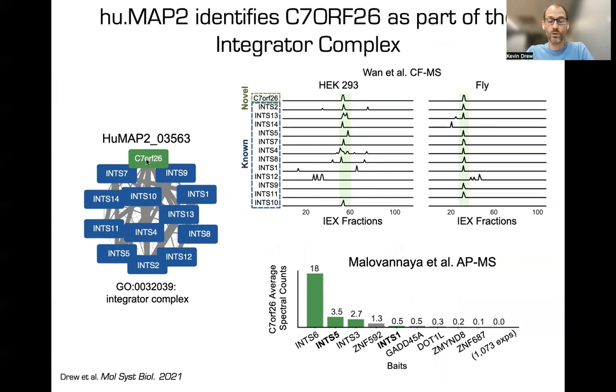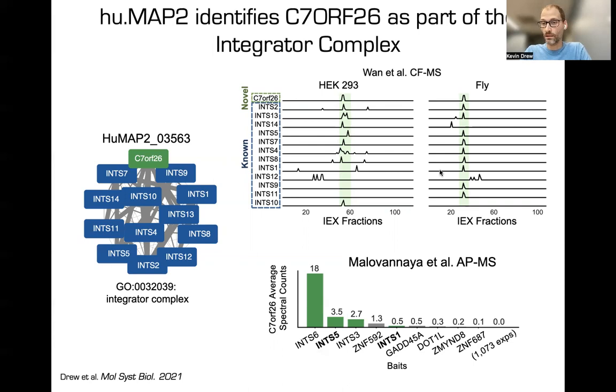And C7orf26 we've identified as part of the integrator complex. So the integrator complex is involved in transcriptional regulation. What we see here is that C7orf26 is co-eluting with the integrator subunits. So this is ion exchange cofractionation data, and here on the x-axis is fractions. And we see individual components all co-eluting here in HEK293 cells.